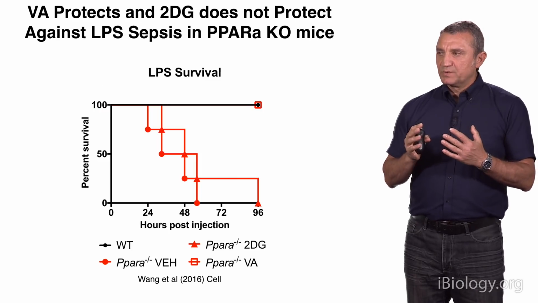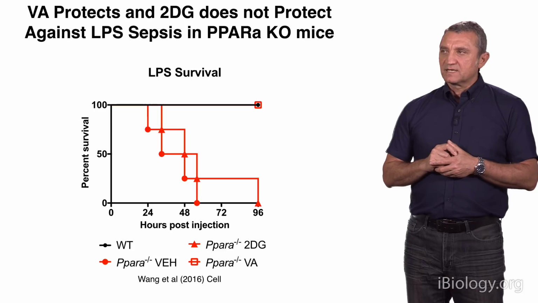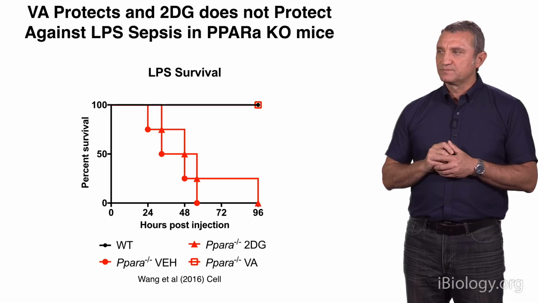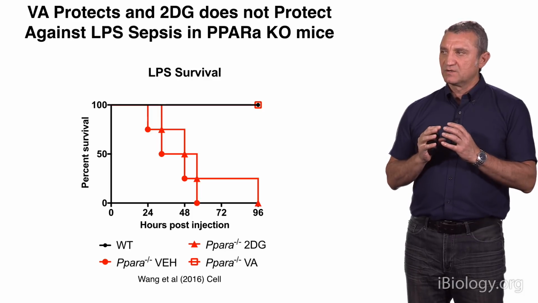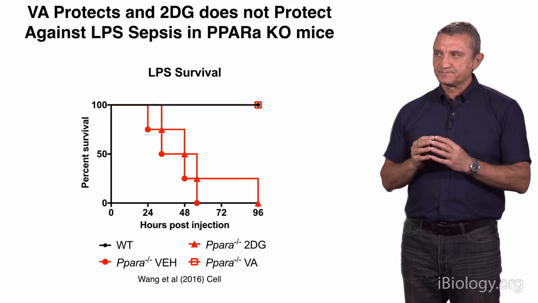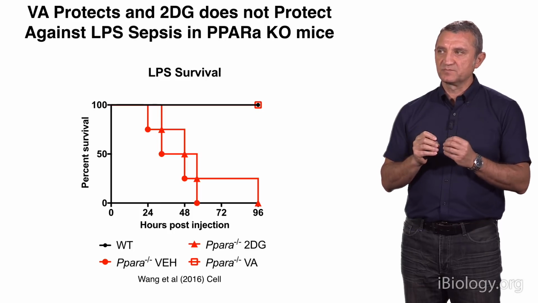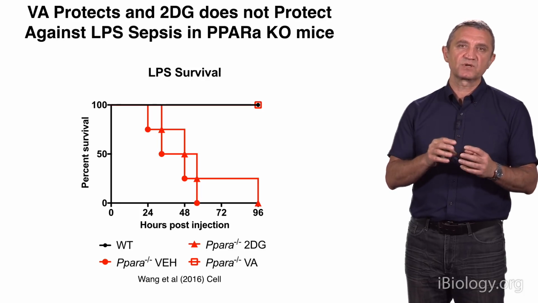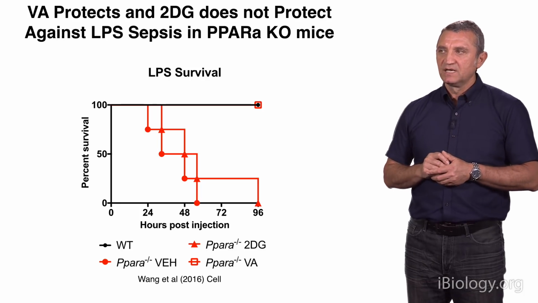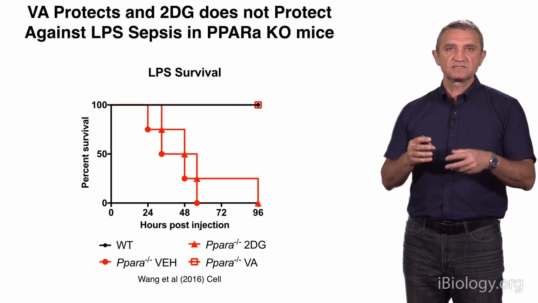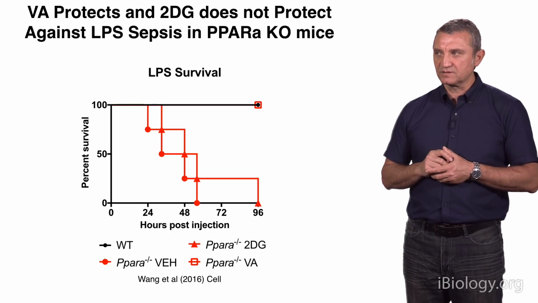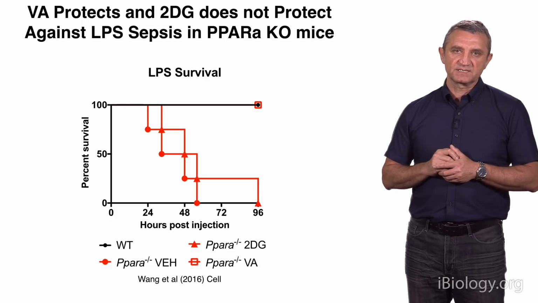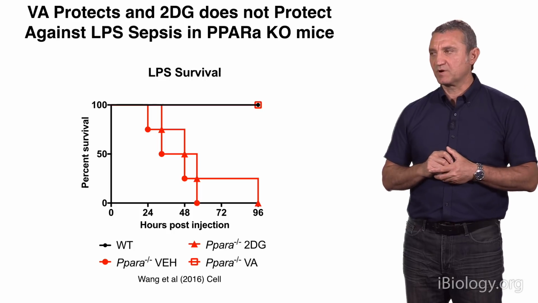So we then tested whether valproic acid can protect upstream or downstream of the effect of glucose. And what we found was that valproic acid protected against LPS sepsis even in PPAR alpha knockout mice, which, as you remember, cannot produce ketone bodies. So as if valproic acid substitutes for the protective effect of ketones. But 2-deoxyglucose cannot protect PPAR alpha knockout mice from LPS sepsis because it acts upstream of PPAR alpha.